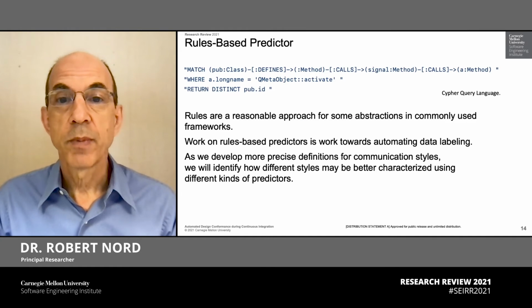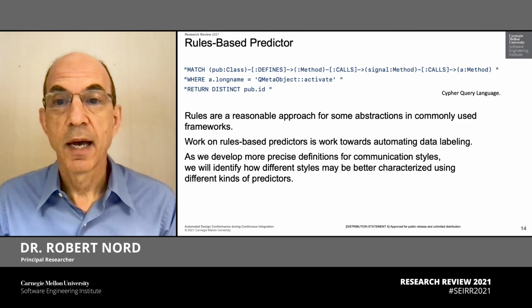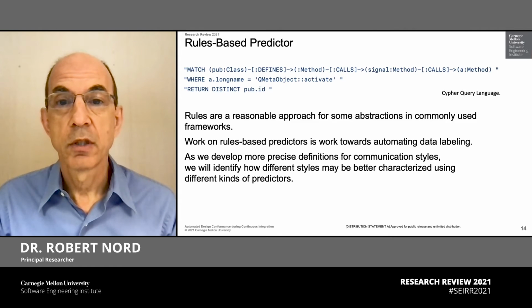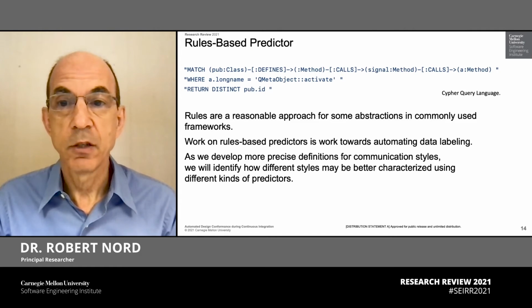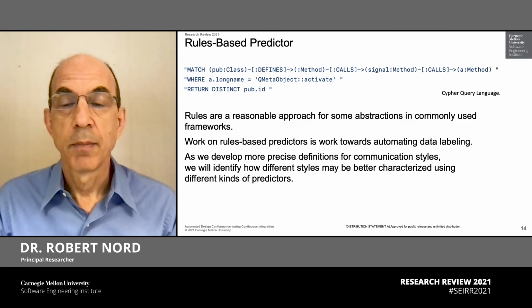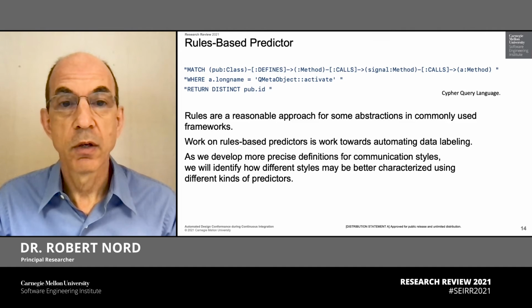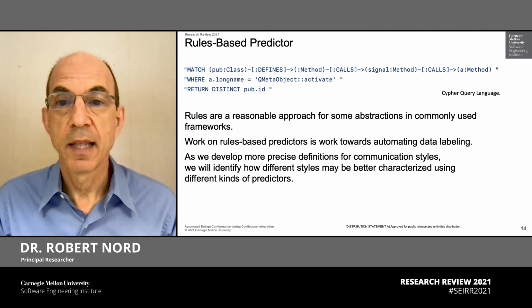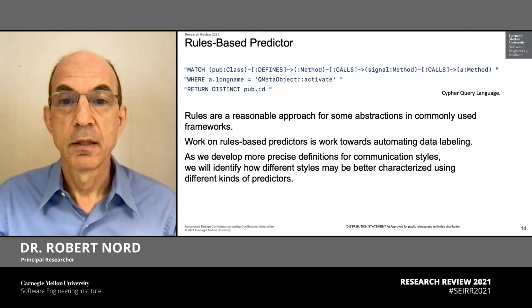We created a rules-based predictor to enable our prototype to detect design constructs. Rules are a reasonable approach for some abstractions in commonly used frameworks. Here we see a rule for detecting a publisher by matching the structure and semantics in the code graph. This was created by examining the Qt framework, providing that publish-subscribe capability, and understanding how it's realized in the application and framework code.